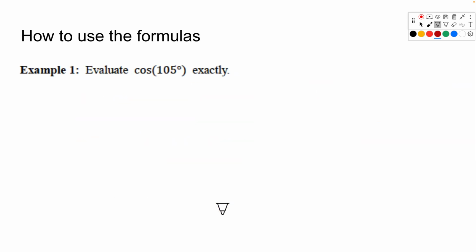So here's the thing, we're given: find cosine of 105 exactly. They don't tell us which angles to use, but you've got to think, okay, 105, how could we get 105 with one of our special angles? 60 plus 45, right? If I take a 45 degree angle and add a 60 degree angle, that will give me cosine of 105. And you could change the order because addition is commutative. You could put the 60 first and then the 45.